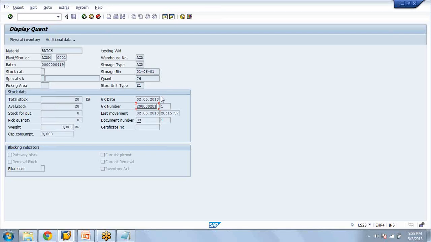I'm a bit confused. My question is simple. For example, today is 2-5, right? Today we received the same material using the same batch management, same quant, at different times. That bin will allow only 10 pieces, but when we are doing the goods receipt, we are doing only 5 pieces.